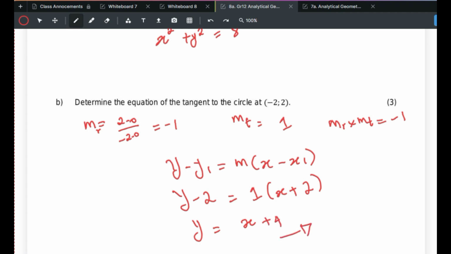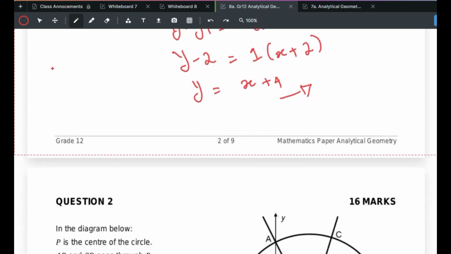And that's the equation of a tangent. Do you agree with that? Yes, sir. Okay, awesome. Moving on.